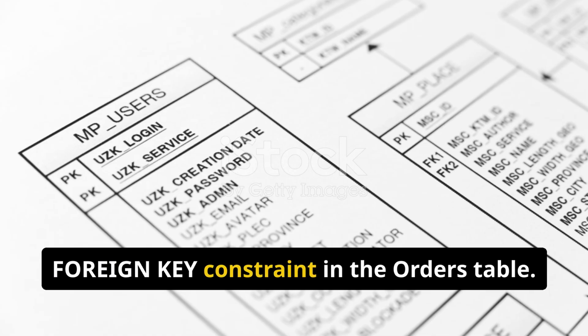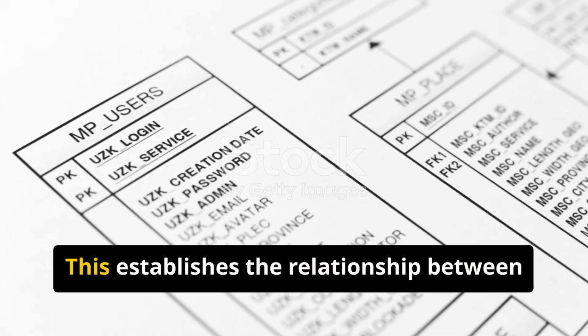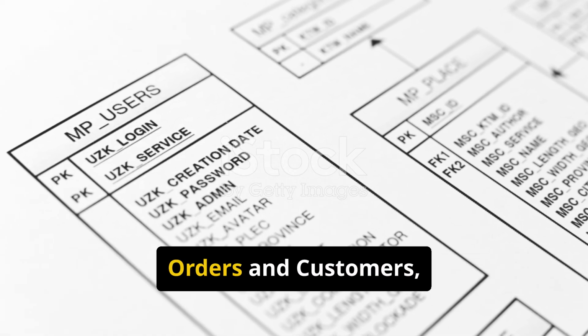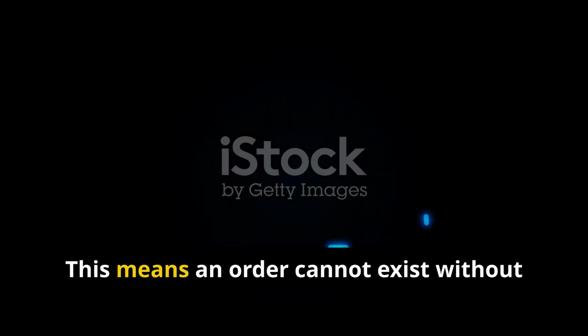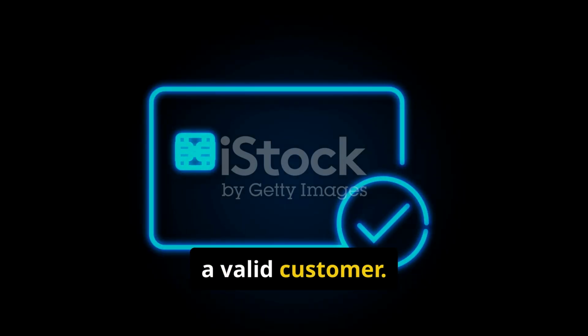Notice the foreign key constraint in the orders table. This establishes the relationship between orders and customers, enforcing referential integrity. This means an order cannot exist without a valid customer.